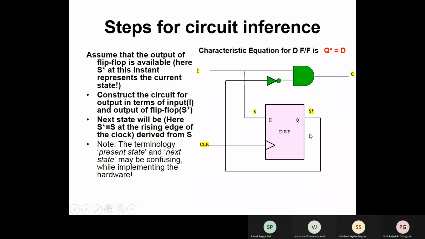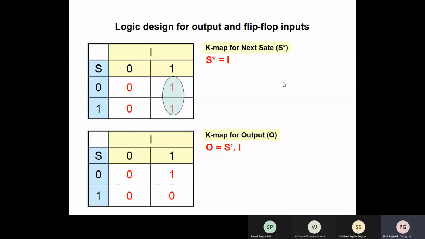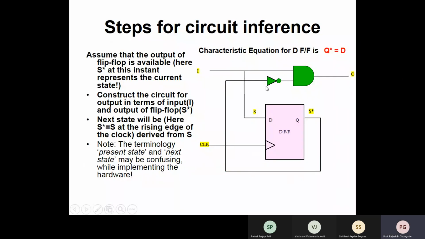No, not only that. How do I get the present state of the machine? The present state is nothing but this one, and this is going to be used for, as we have already seen, the present state, S bar ANDed with I. So this is going to be the present state before the clock edge arrives. Are you getting this now? Okay.